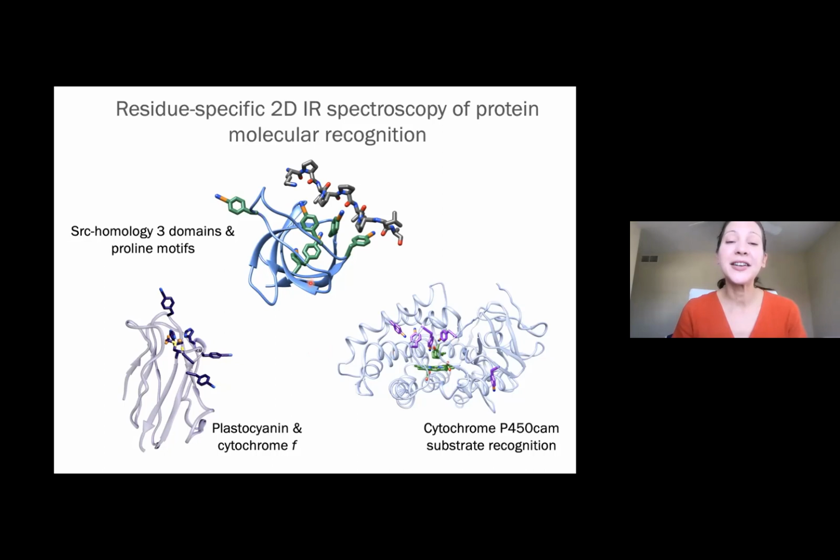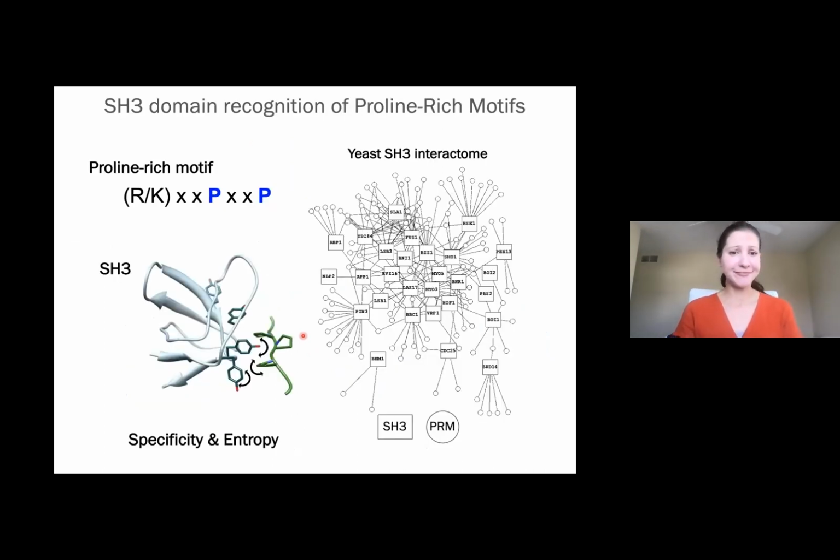My time here, I'm going to try to give you a brief survey of the three systems we've looked at and how we've learned about how dynamics are impacted in molecular recognition. The first system where we accomplished this was the simplest system, SH3 domains. These are recognition modules that are very common in eukaryotic proteomes.